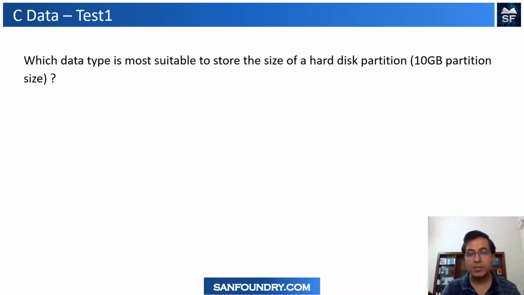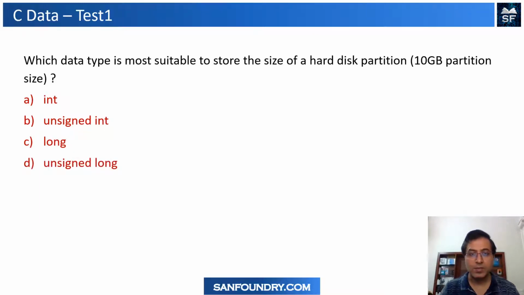So first question: which data type is most suitable to store the size of a hard disk partition? Say, a 10 gigabyte partition size. Number one, integer; unsigned integer; long; unsigned long. So please go ahead and write the answer for test 1 on a piece of paper. So here's the answer. The answer is D.